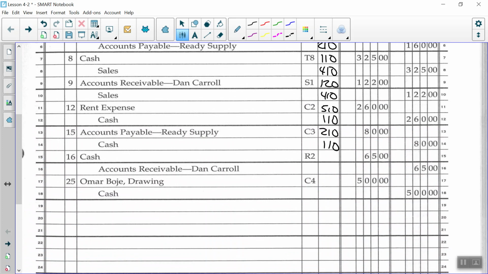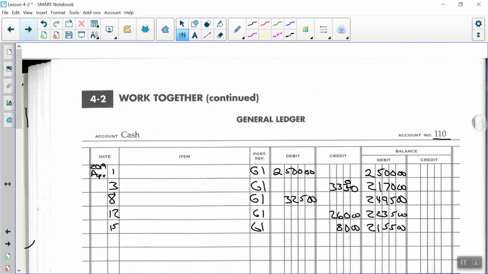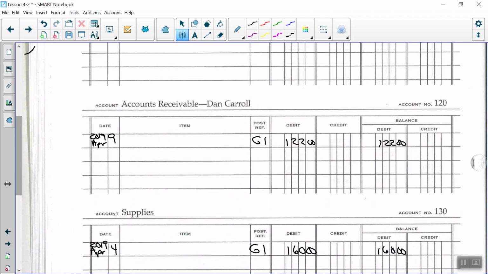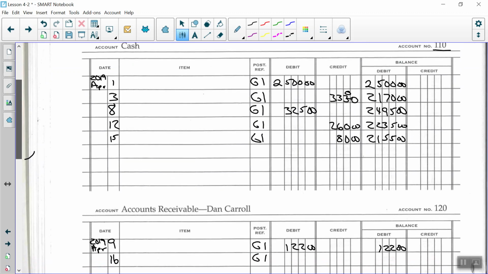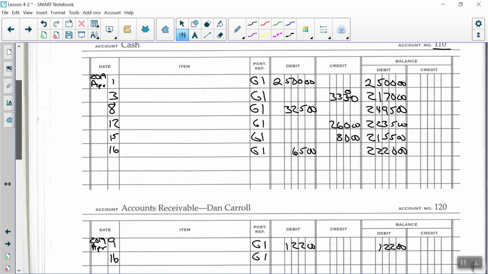Okay, so the next one, received cash on account from Dan Carroll. So we're going to go find Dan Carroll's. He paid us on the 16th. G1. Oops, I'm sorry. I did the wrong one first. So we got cash. 16th, G1. We're going to debit 65, right? So 2155 plus 65. I get 2220. Don't forget to put change on there. It's just going to be 00. Everybody got that?